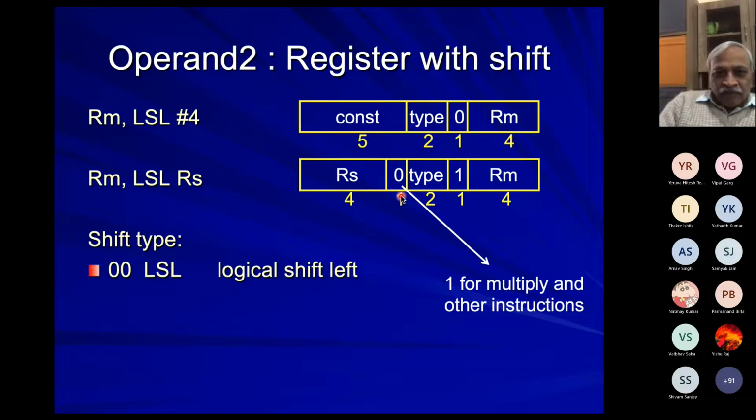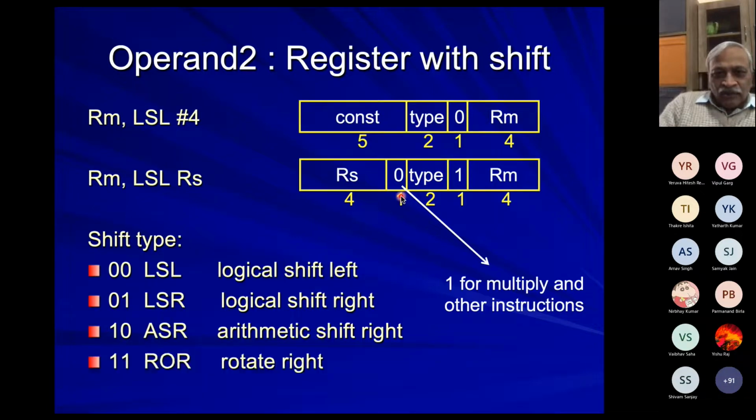Okay, shift type. These are the 4 codes for 4 types of shifts, and that's very straightforward. Any question here? Sir, the RS that we are specifying in the second case, is the value stored inside the RS defining how much shift is required? Yes, right. The contents of register RS define the amount of shift you want to do. Okay, sir.